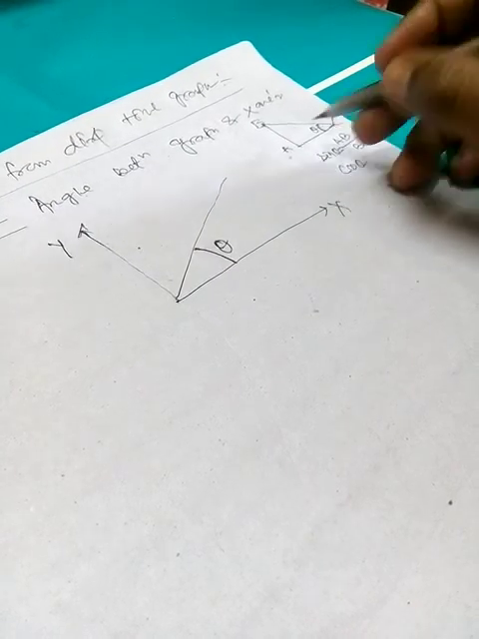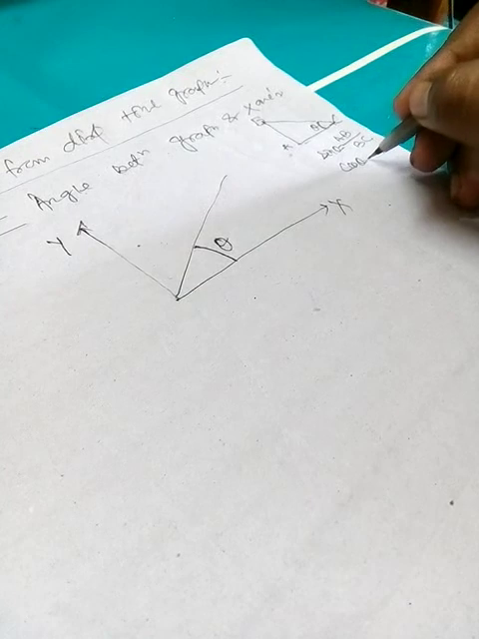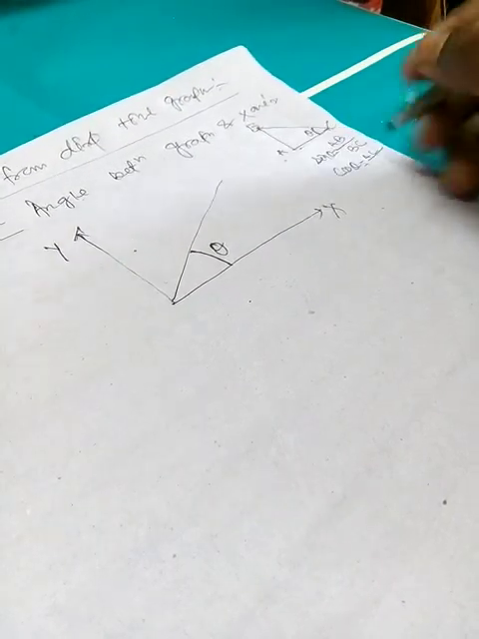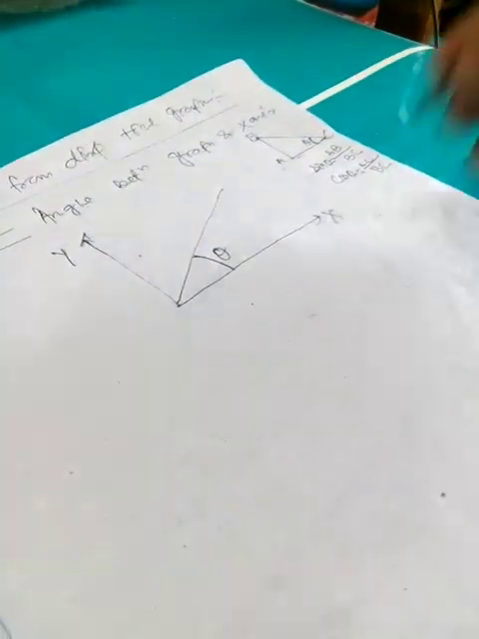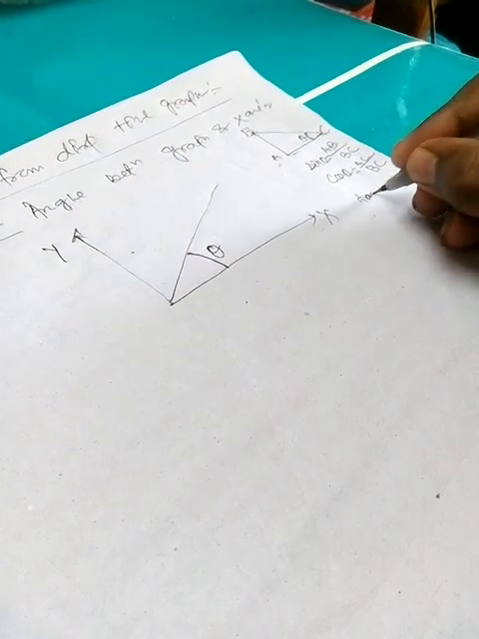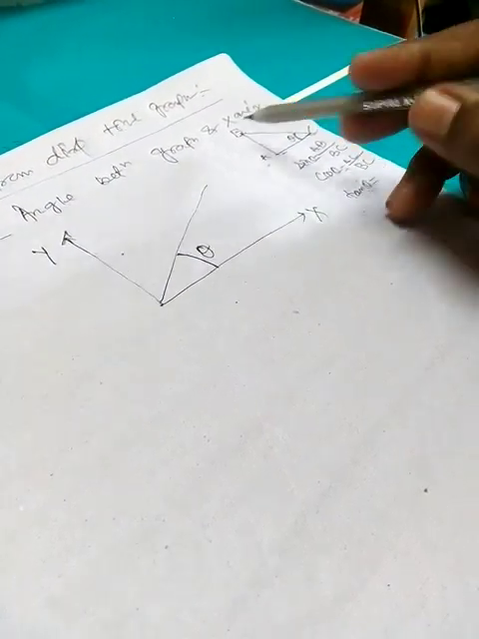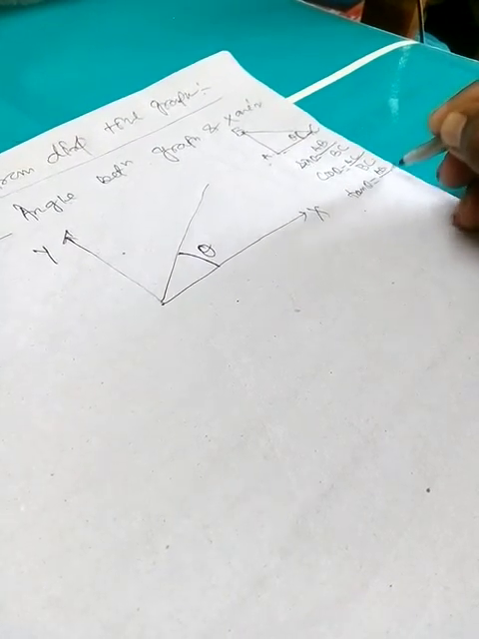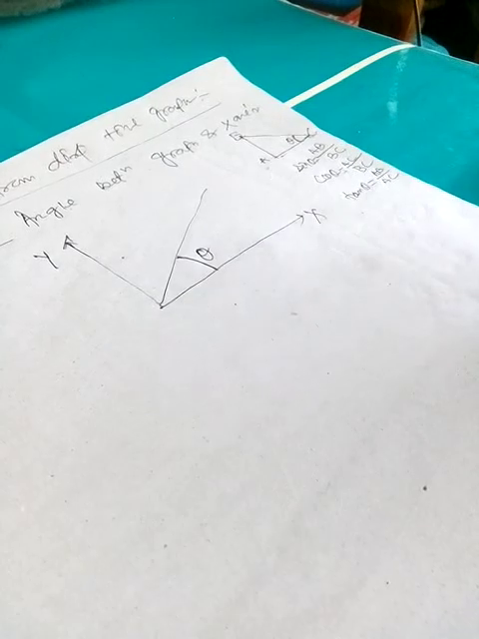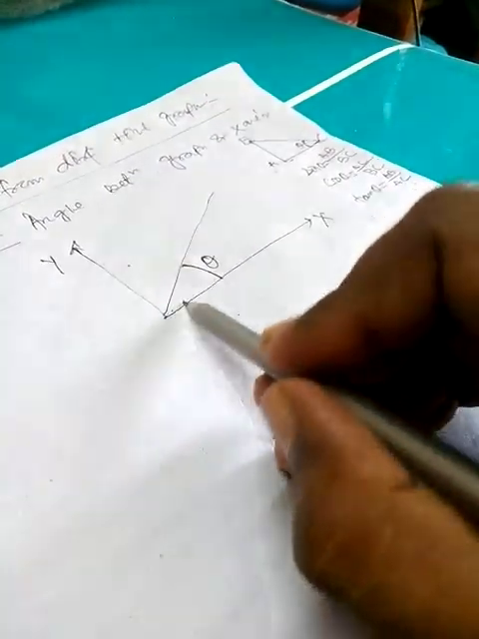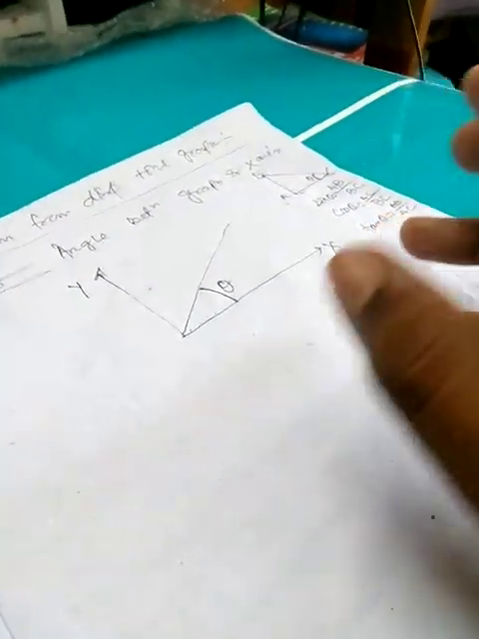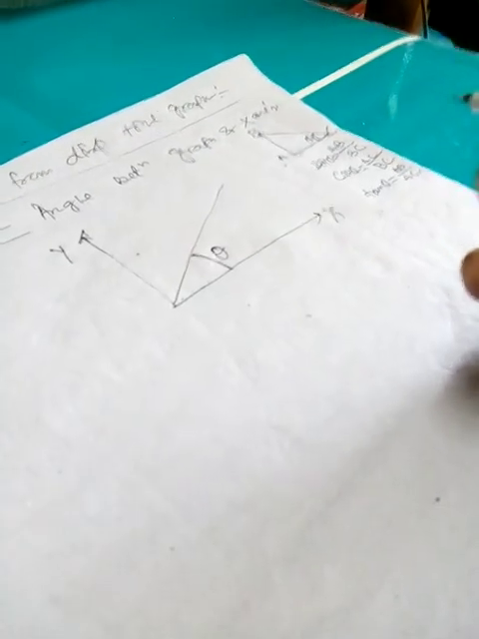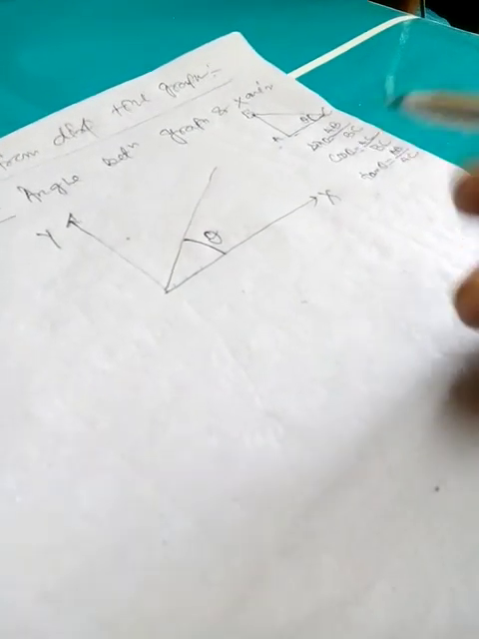Cos theta is base by hypotenuse. So base is AC and hypotenuse is BC. And tan theta, which is very important for us now, is perpendicular by base. So it is AB by AC. Here, in this slope calculation, we have to find out tan theta. What is tan theta and how are we able to find it out?